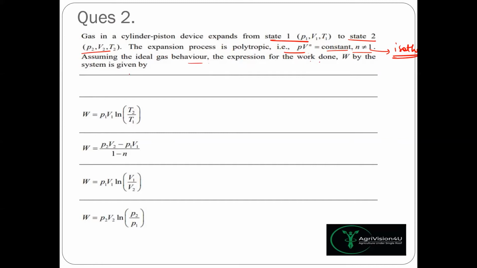and assuming ideal gas behavior, we need the expression for work done by the system. So we have to derive the expression for the work done by a polytropic process.